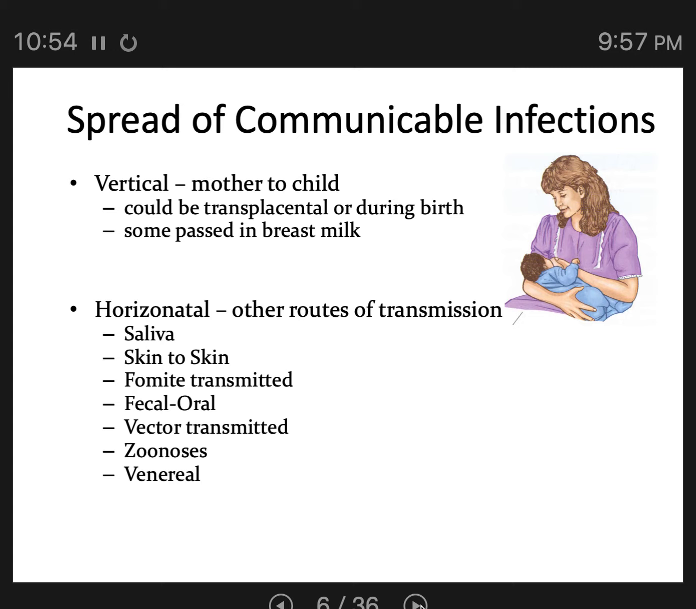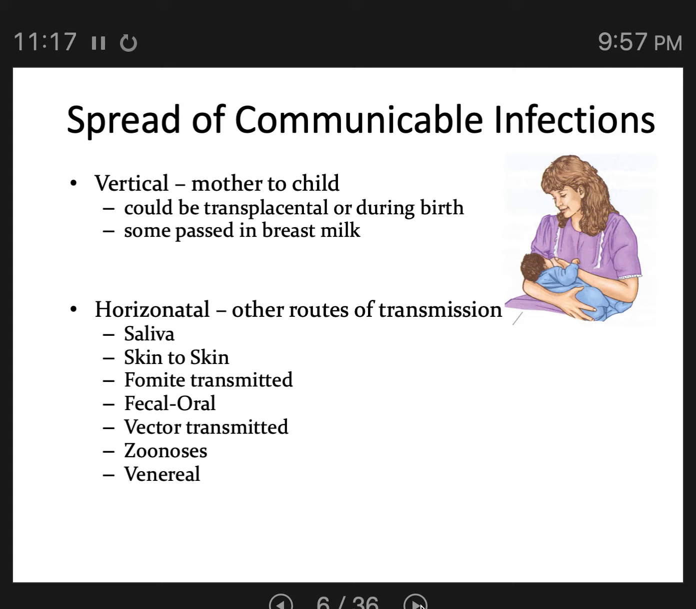So vertical transmission is really, really specific. That's from mother to child. So that can be transplacental or during labor or through breast milk. Any of those routes: transplacental during pregnancy, through the blood during birth, or passed through breast milk. So that's specifically mother to child.